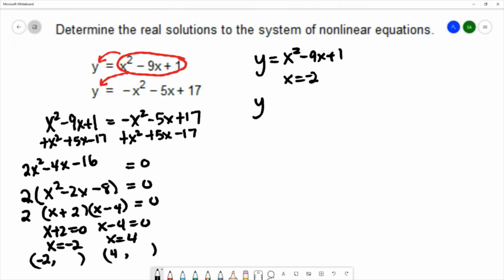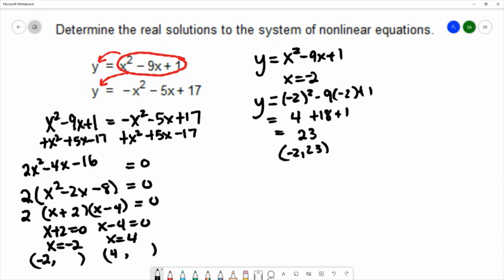That's y equals negative 2 squared minus 9 times negative 2 plus 1. Negative 2 squared is 4. 9 times 2 is 18. 18 plus 4 plus 1, that would be 23. So we have the ordered pair negative 2, 23 as a solution to this system.